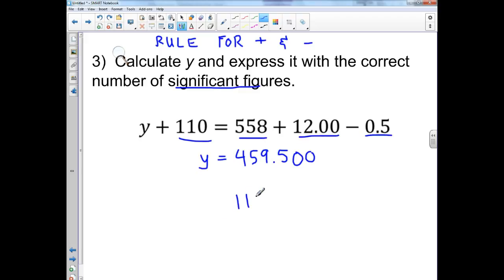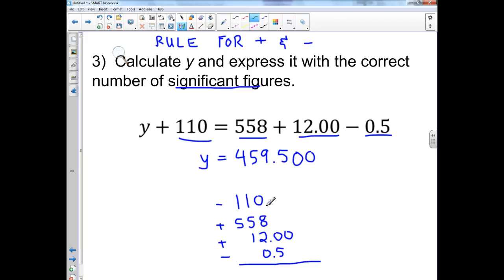So you've got 110. There's no decimal point there. 558. Again, no decimal point. 12.00. And 0.5. And we can show we're subtracting this, adding that, subtracting this.